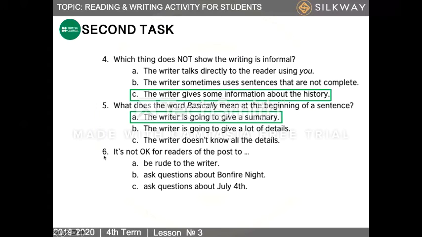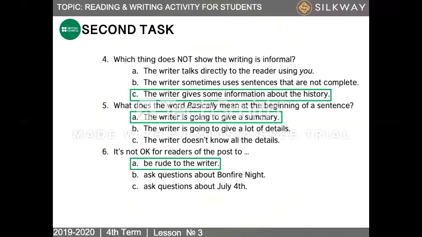Next, number 6. It's not okay for readers of the post to A, be rude to the writer. B, ask questions about bonfire night. C, ask questions about July 4th. What is your answer? A, correct. Be rude to the writer. So it's not okay for readers of the post to, again, it's letter A, be rude to the writer. So I hope you got all 6 correct answers. Good job, students.